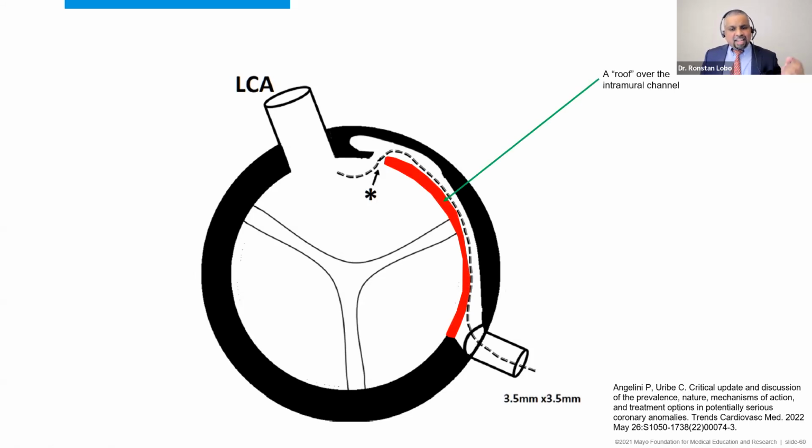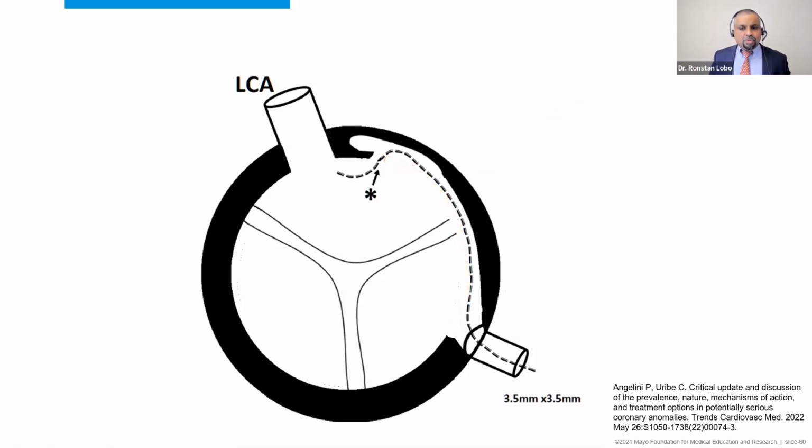What the surgeon does is incise this roof open and then essentially incorporate the intramural channel into the aortic lumen. So by removing this roof, the site of the coronary exit from the aorta is now the new ostium, and you've incorporated an intramural channel into the actual aortic lumen.